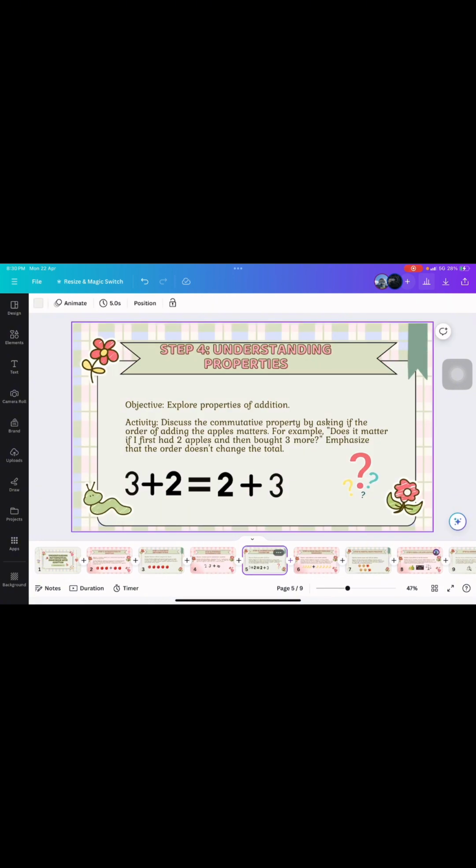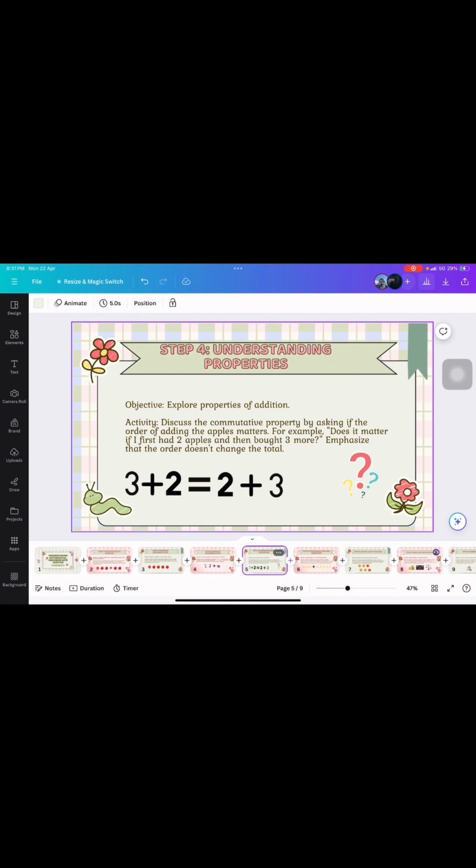So we move to the fourth step, which is understanding properties. The objective of understanding properties is to explore properties of addition. The activity is to discuss the commutative property by asking if the order of adding the apples matters. For example, does it matter if I first had 2 apples and then bought 3 more? Emphasize that the order doesn't change the total.